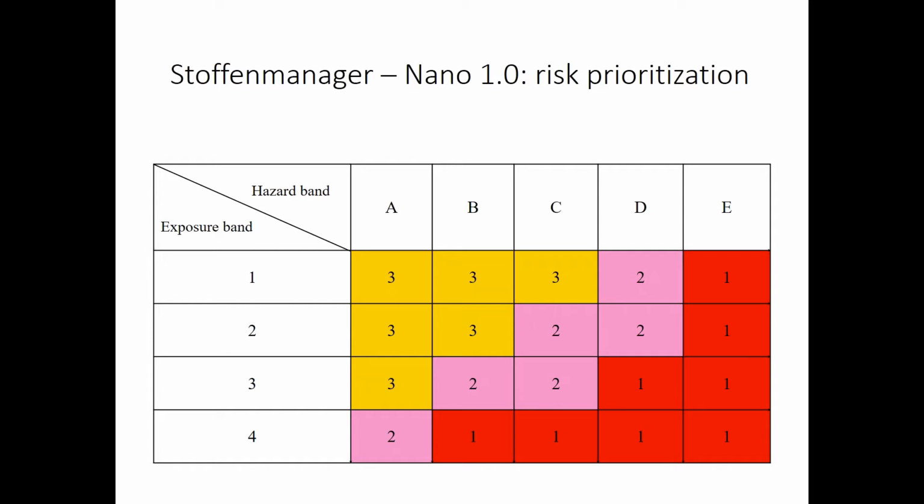So what we saw from Stoffenmanager version 1 is that you most likely end up in C, D, or E, in the hazard bands C, D, or E. And from this matrix, you can see that many of them are prioritized for control. So at the moment, we think that the discriminating power of Stoffenmanager version 1 is not that high. Of course, if you do have classification and labeling, it's pretty much okay.